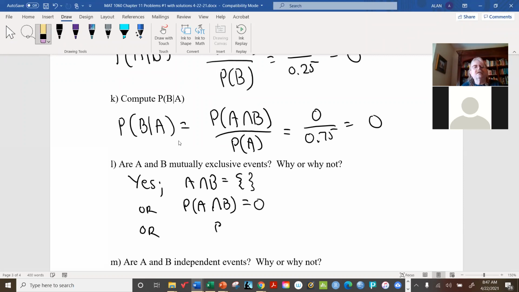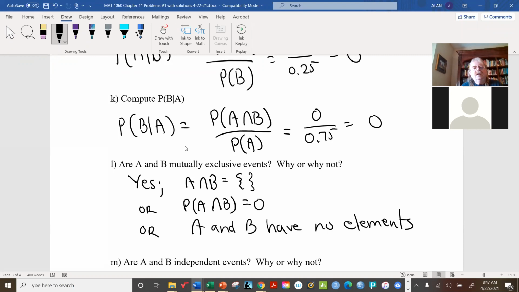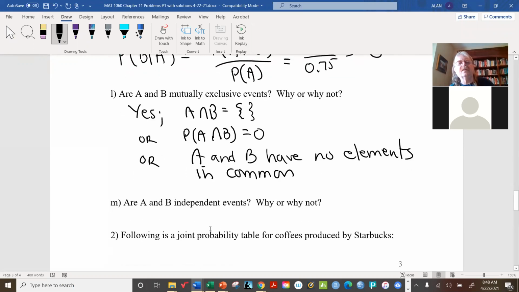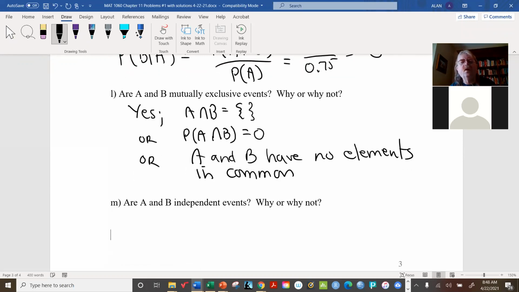I'm trying to do this in English. A and B have no elements in common. Okay, so any one of those 3 will do the job. In other words, you just have to pick one explanation. Any one of them is fine.